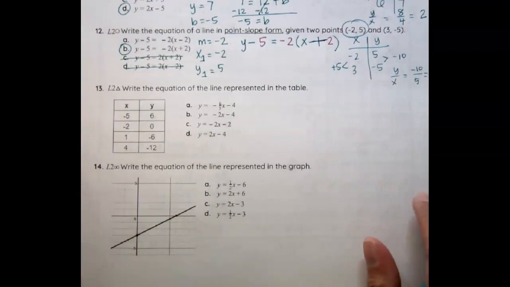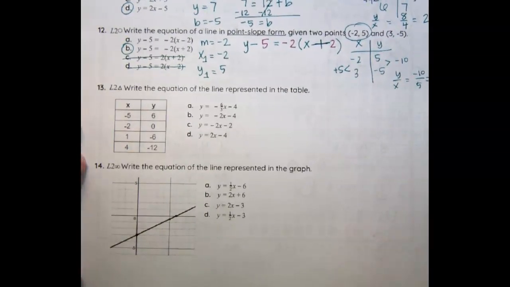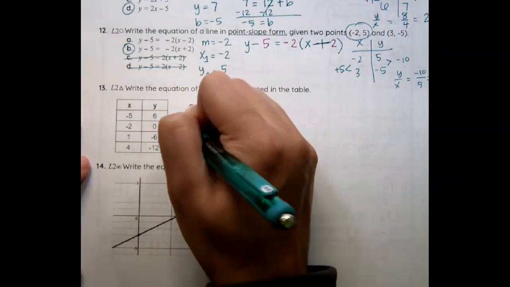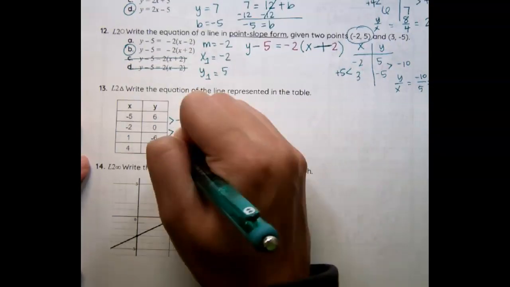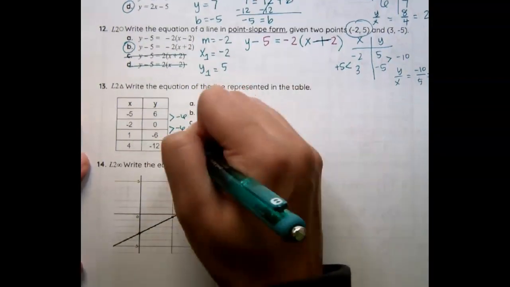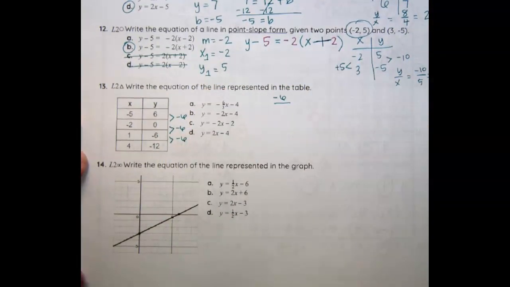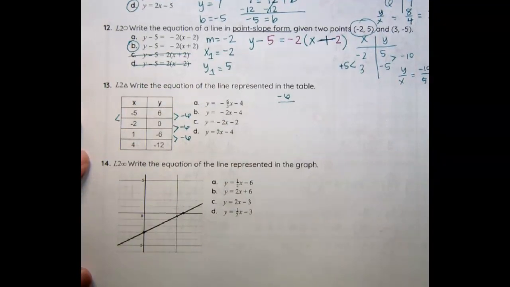13, we're about halfway done if you're watching the whole video. Write the equation of a line that's represented in the table. So I need to find the slope, pick a point, write the equation. So how do I get from 6 to 0? Minus 6. From 0 to negative 6? Minus 6. From negative 6 to negative 12? Minus 6. So I'm going to go ahead and put that at the top because that's going to be my numerator.